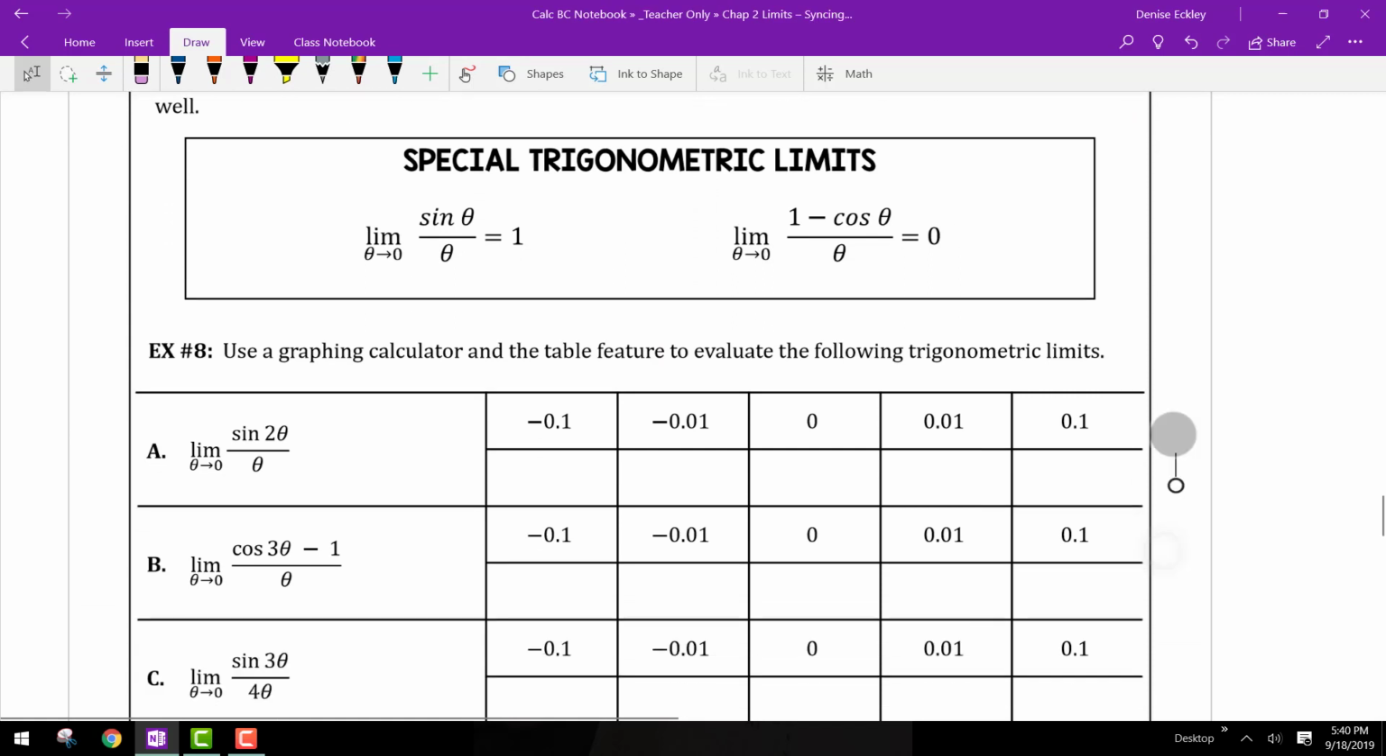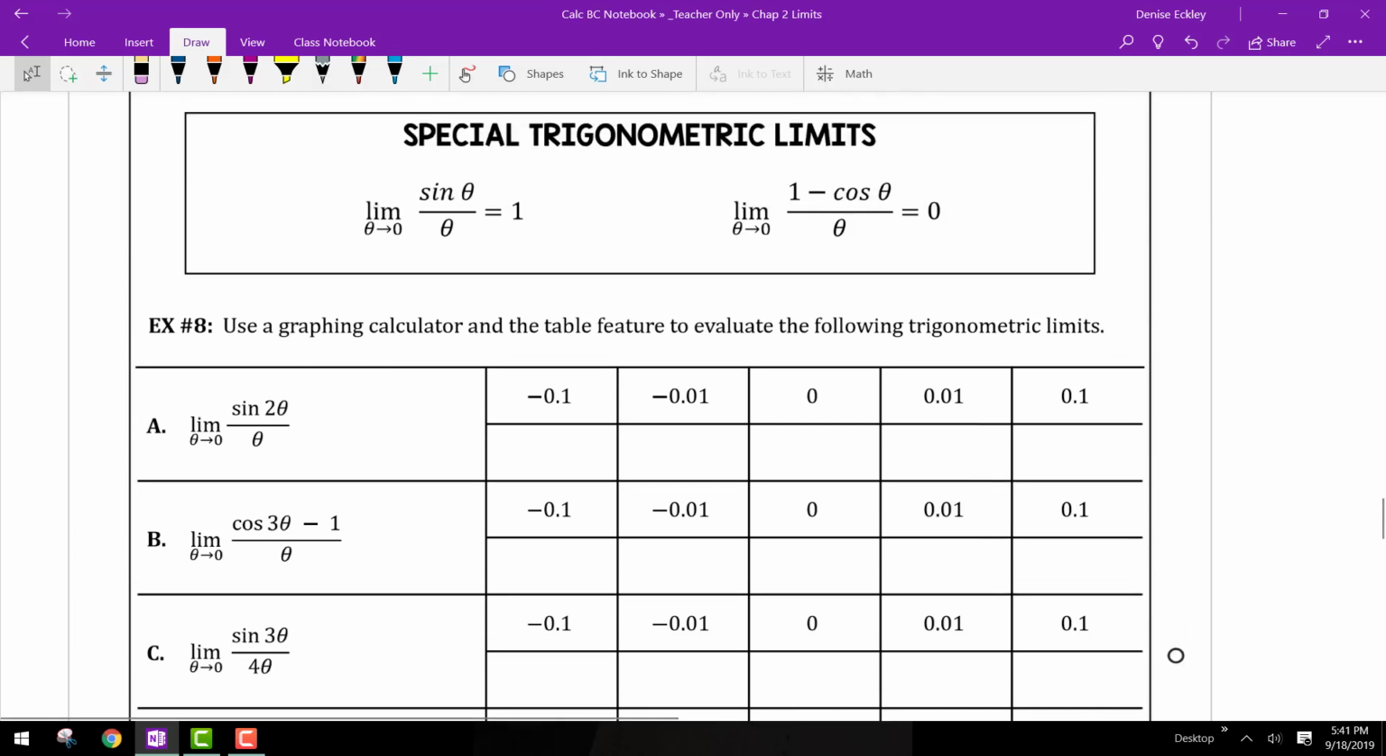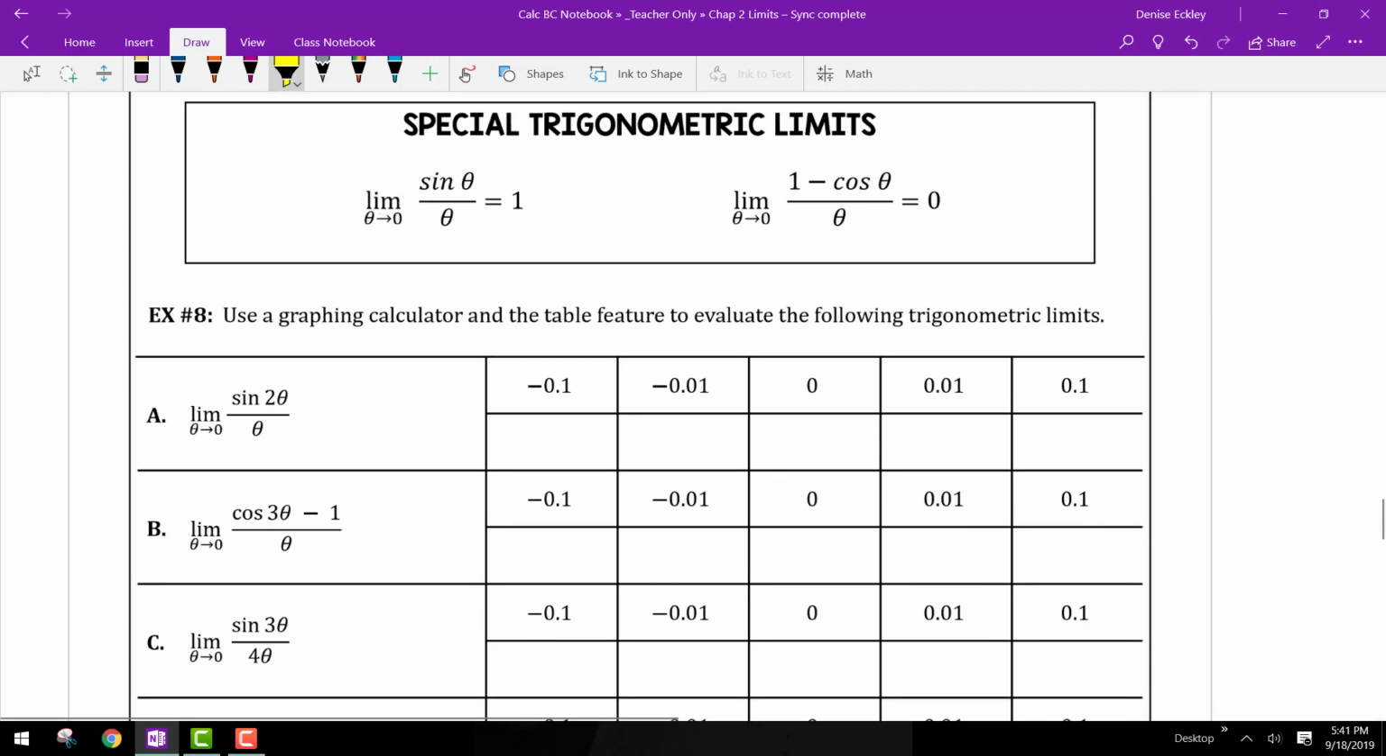Okay, so now we're going to talk about special trig limits. And these are two very important ones that you definitely need to memorize. These were brought up in the last section, section 4, lesson 4, and they came about with the squeeze theorem. So we want to make sure we're doing the limit as theta approaches 0 of sine theta over theta, and that equals 1.